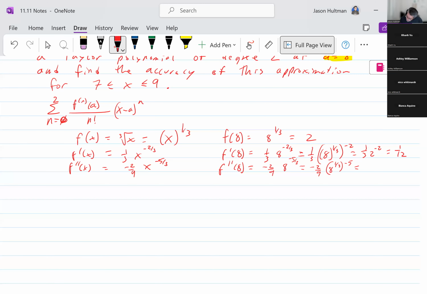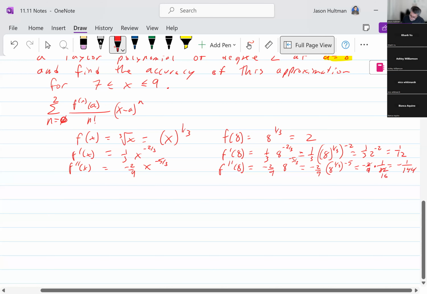Okay, so this is going to be negative 2/9 times, this is 8 to the 1/3 is 2. 2 to the 5th power is 32. So that's 1 over 32. Okay, and so this becomes, cancel, that's 16. Negative 1 over 144. Okay.